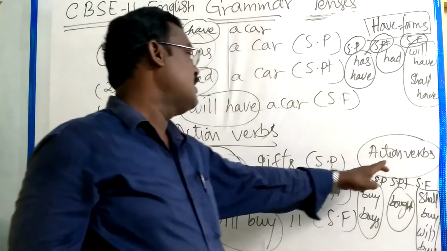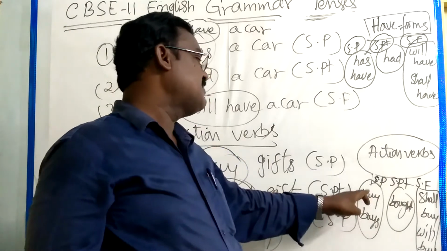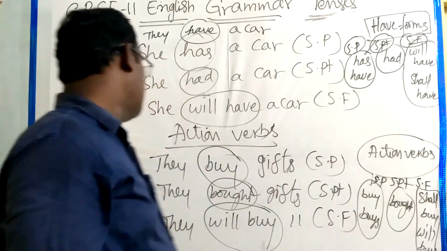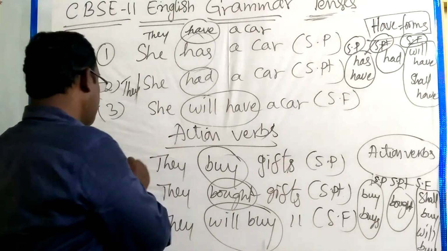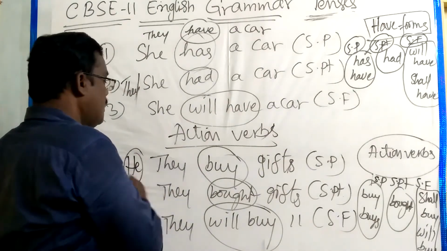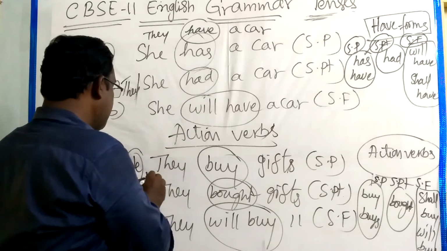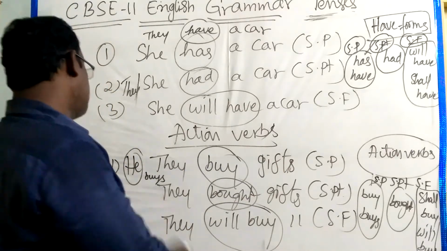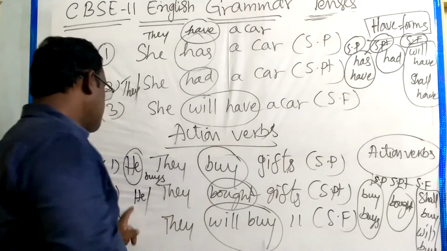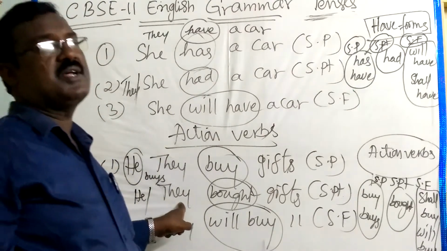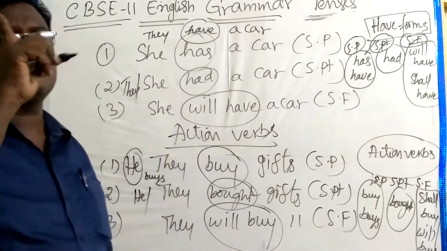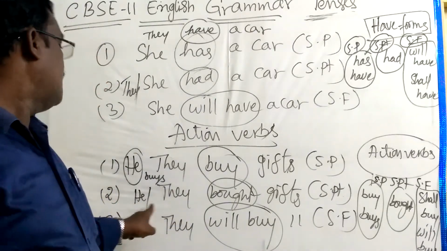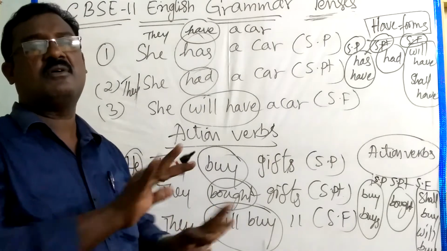Now come to the action verbs. Action verb also, in simple present tense two forms are there: buy, buys. For example, they buy. For example, here he is there, so we have to write buys. He buys gifts. Present tense. Past tense, no difference. The subject is he, singular or plural? Singular means one. He means how many persons? One. They means more than one. Whether the subject is singular or plural, past tense no difference.